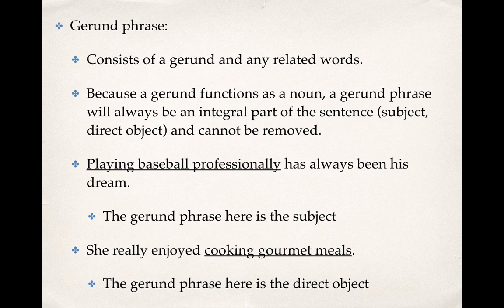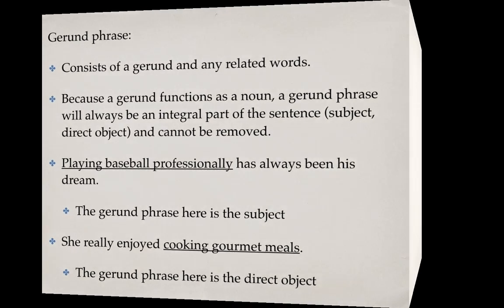She is the subject, enjoyed is the verb. What is being enjoyed? Cooking gourmet meals is the direct object. So you can't remove this phrase. She really enjoyed what? It needs a direct object. So that little clue that you can't take a gerund phrase out of a sentence will really help you on a quiz or a test in telling the difference between gerund and participial phrases.